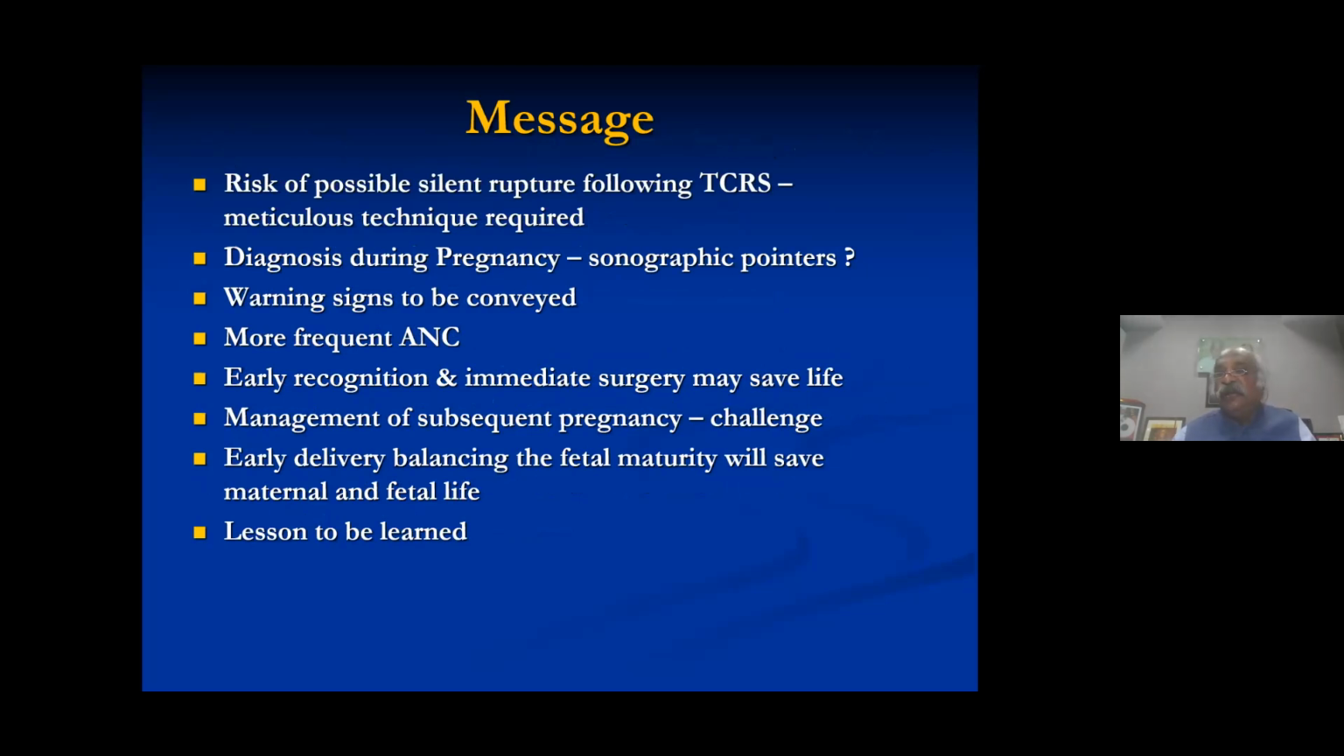I have also seen silent rupture, either following TCRS or without that also. Many cases without any interventions also show silent rupture. For diagnosis during pregnancy, sonography pointers should be there, and warning signs should be conveyed, because the patient's pain doesn't subside. With warning signs like abdominal distension and aggravation of the pain, there should be a suspicion of some internal hemorrhage. More frequent ANC is required.